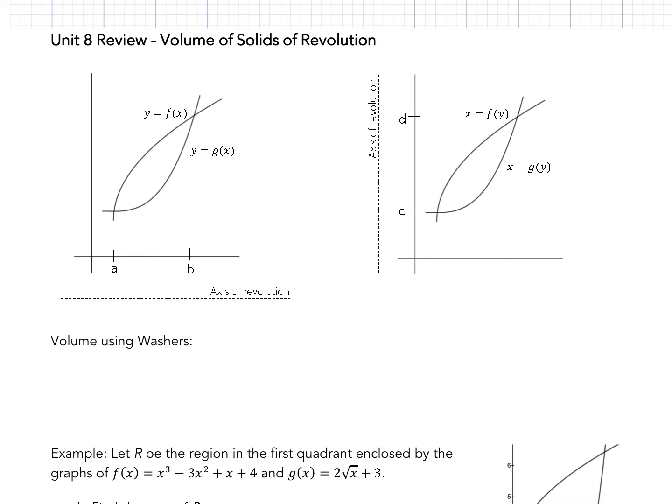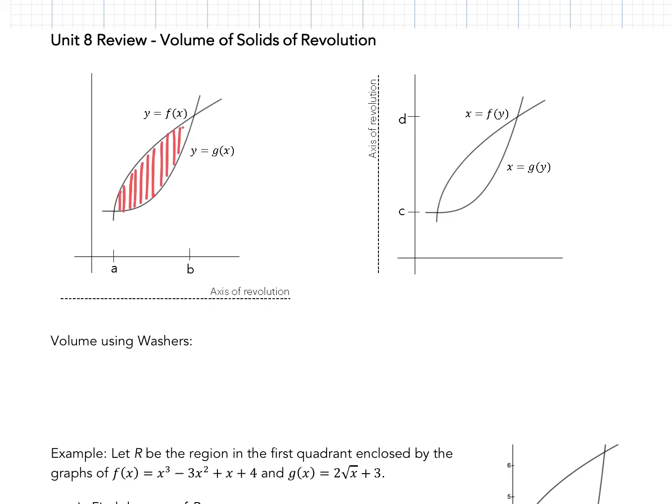For our last unit, we're going to talk about rotating regions around the x-axis or horizontal axis and vertical axis. So we're going to review the discs and washers, which is just the last thing that we did last month for chapter 8. Okay, so first of all, when you're finding area, so let's talk about area straight.